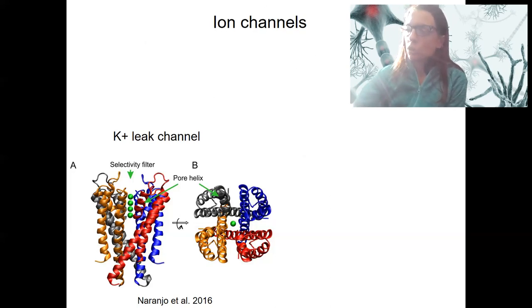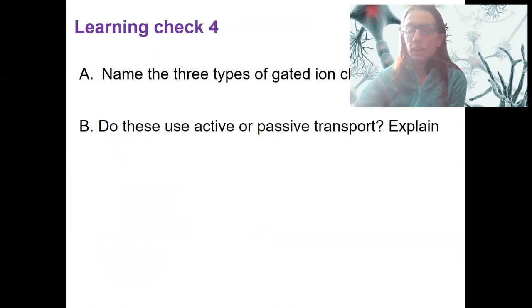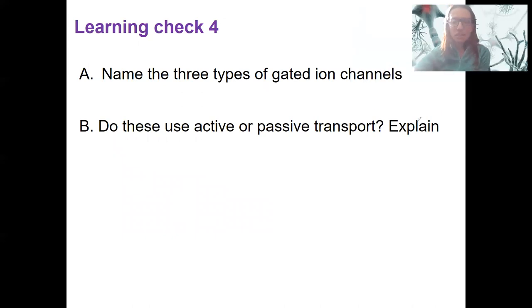So let's do learning check 4. Name the 3 types of gated ion channels. So as opposed to non-gated or leak, 3 types of gated. And do they use active or passive transport?